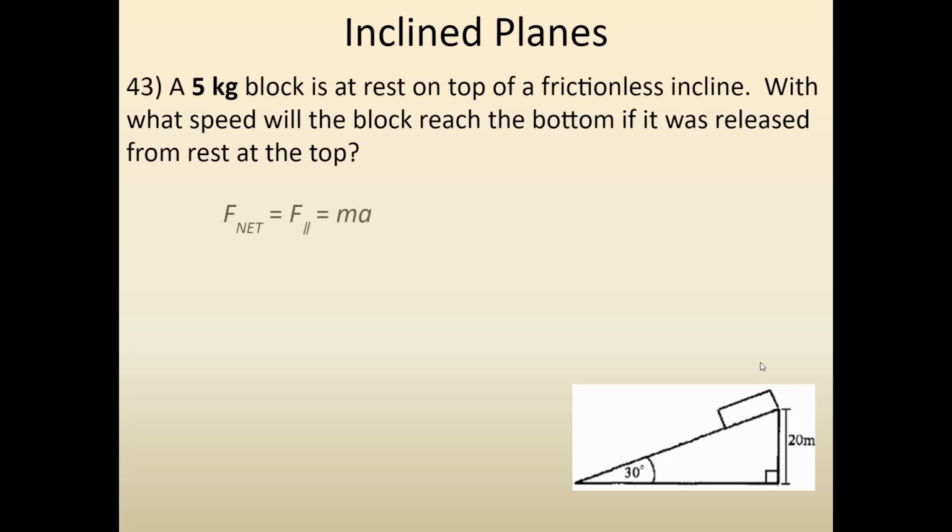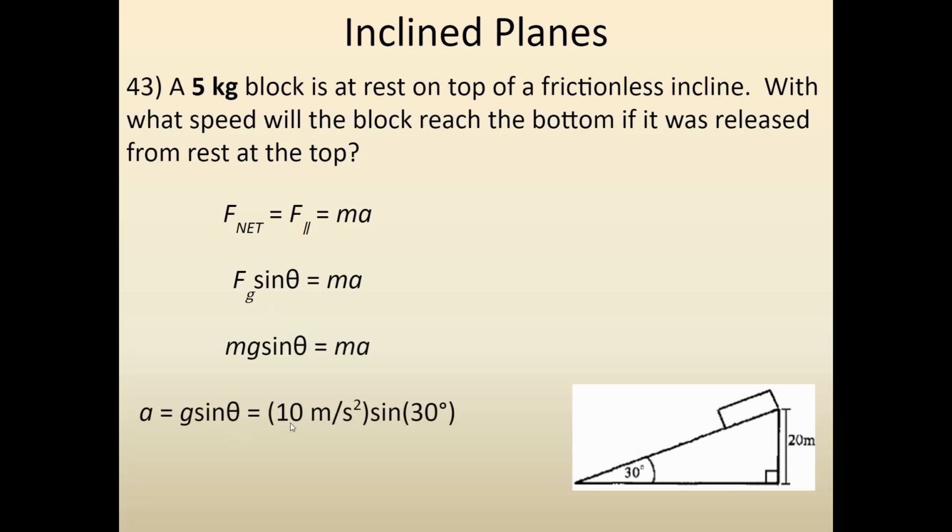So I do my whole net force equations. Again, there's a normal force, perpendicular force, parallel force. The parallel force, because it's frictionless, is the only force pulling it down the ramp. So it's going to be the parallel force equal to ma. Solve this, and we end up getting that the acceleration is going to be 10 sine 30, or 5 meters per second squared. So that's what the acceleration of the block is going to be down the incline.